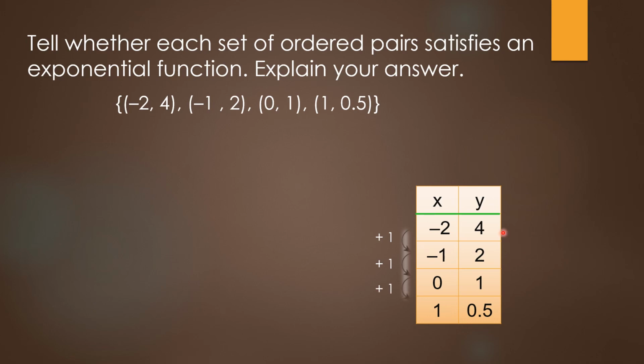And each time in y what do we do? We multiply by 0.5. 4 times 0.5 is 2. 2 multiplied by 0.5 is 1. 1 multiplied by 0.5 is 0.5. And each time we multiply by 0.5. Then in x we add a constant each time, and in y we multiply by a constant each time. That means this table represents an exponential function.